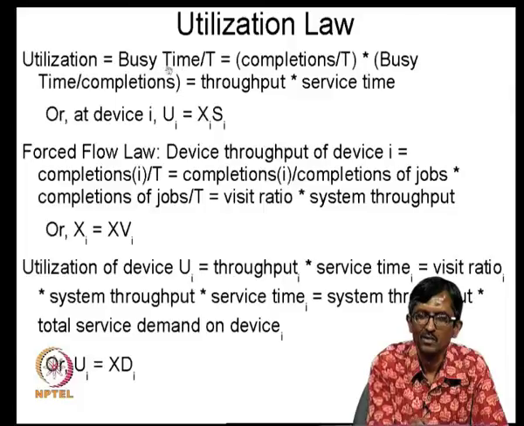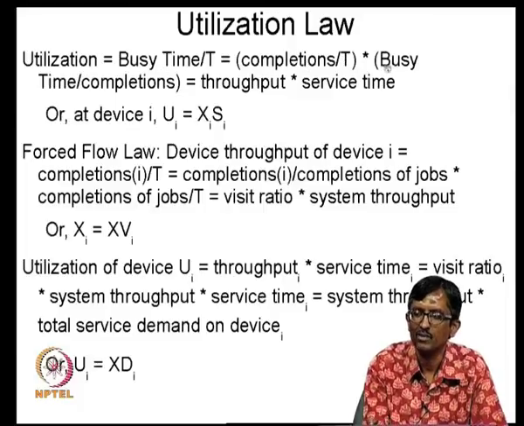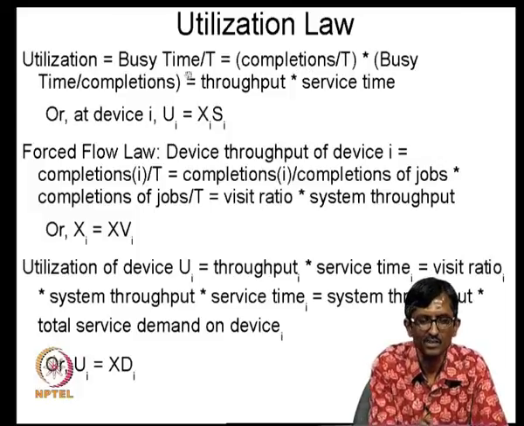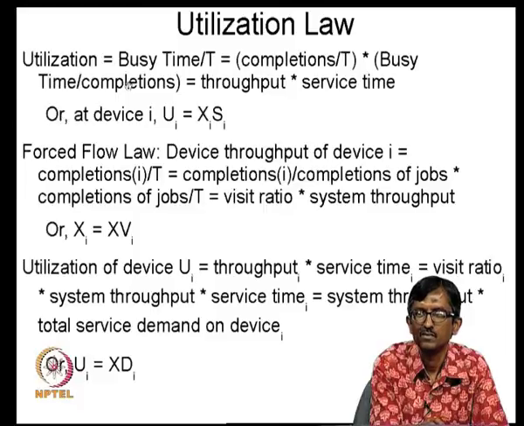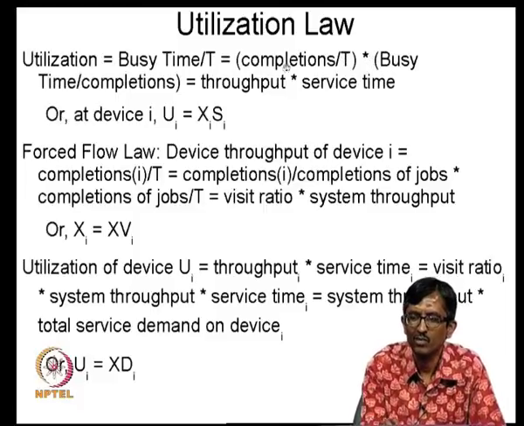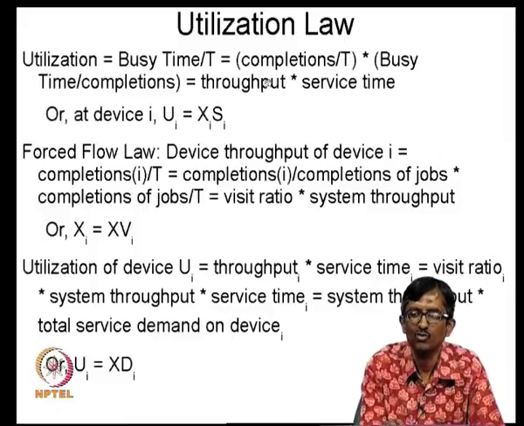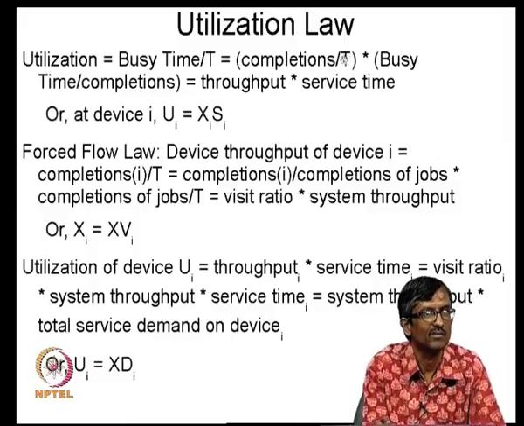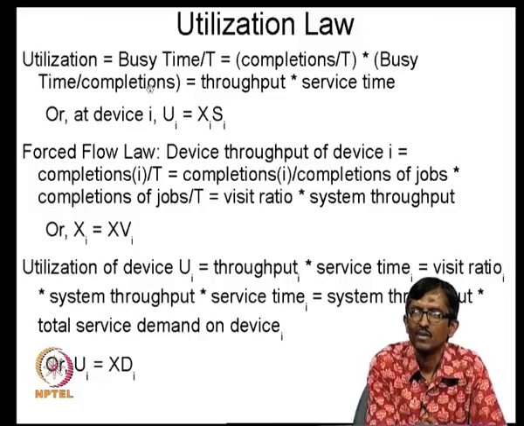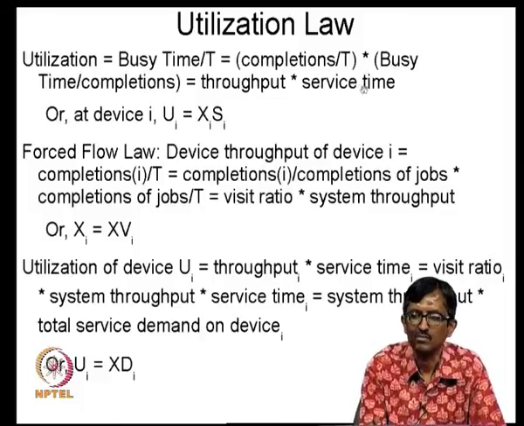So, what is this? You can as well write it as completions by time into busy time by completion. Basically, I am introducing these completions. You can see this completion and this completion cancel, right? It is nothing more than busy time by t itself. But if you look at completions by time, what is that? It is throughput. How many things I complete in a particular time? That is throughput. And what is busy time by completions? It is basically service time.